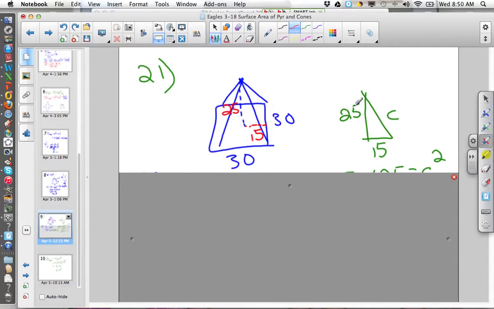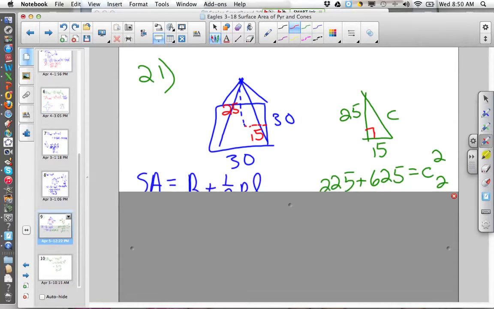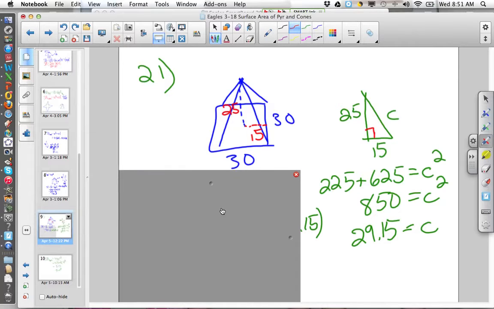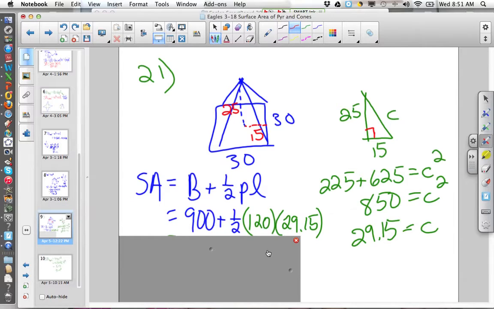So you come over here and you imagine, oh, this is just the Pythagorean theorem, and I need to find what c squared would be. So I do a squared plus b squared equals c squared, and I found out that c is going to equal 29.15. And what I do with that then is my slant height. So that goes in over here. The base area was fairly straightforward. We just did 30 times 30, and then we take half the perimeter.